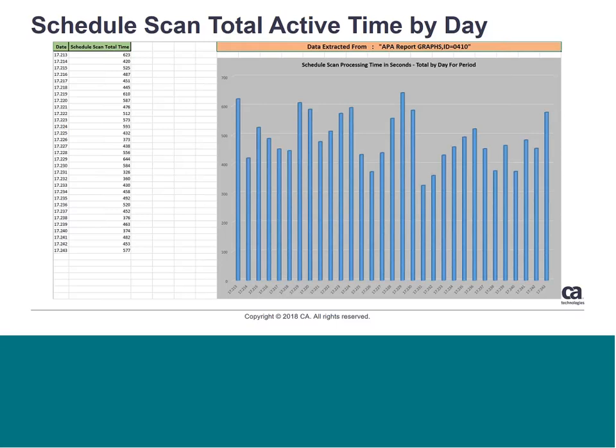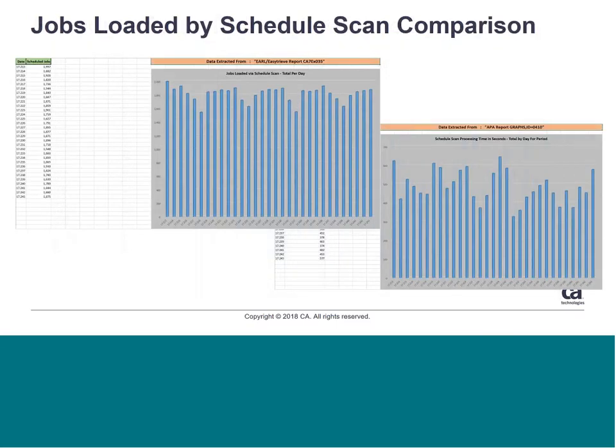You can generally, from these sorts of graphs, see when weekends are: the number of jobs drops, therefore the amount of scheduled scan activity tends to drop, so you get a lower value over the weekends and higher values in the middle of the week, and maybe days like Fridays could be worse. So here we can see scheduled scan processing time compared to the number of jobs loaded through scheduled scan on a total basis per day.